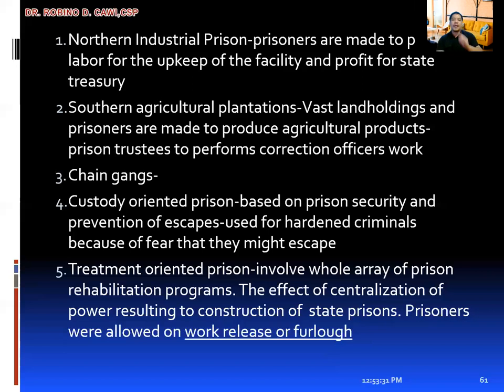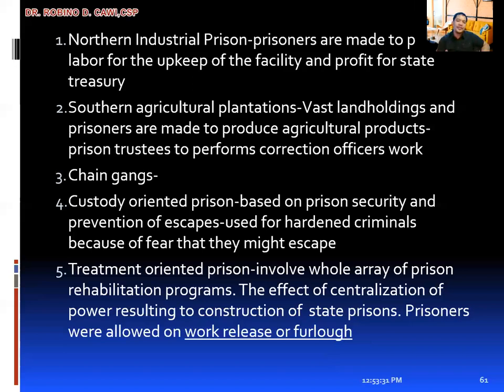And then we also have the state use system. Under the state use system, the prison already removed the involvement of the businessman. So under this system, the prison operates its own business. They supply the prison with the raw materials, the prisoners produce the product, and then the prison also sells the product.